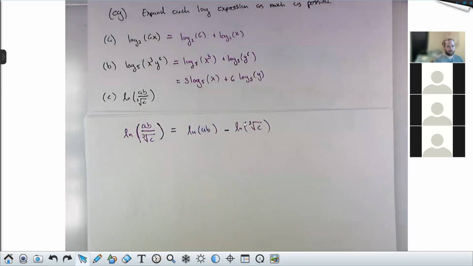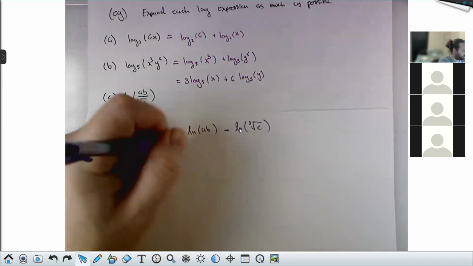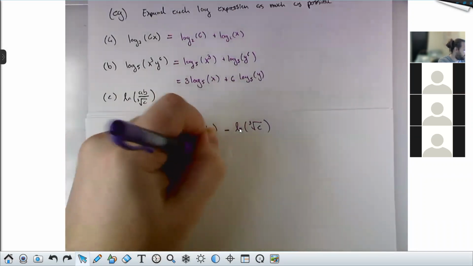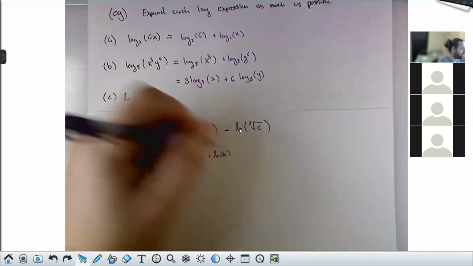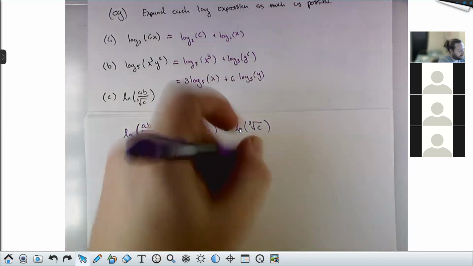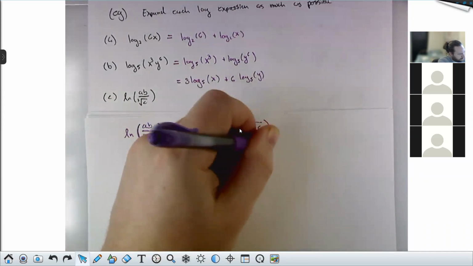Now, each of these guys, we can do something with. In my next step, I would expand the natural log of AB as the natural log of A plus the natural log of B. All right, multiplication inside is addition outside. And maybe here I'll just write this as the ln of c to the 1/3.